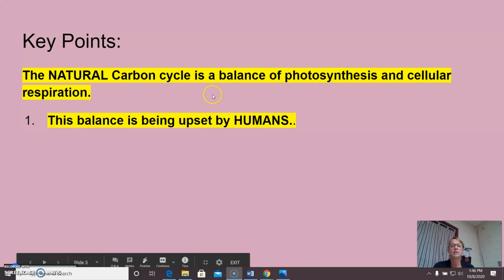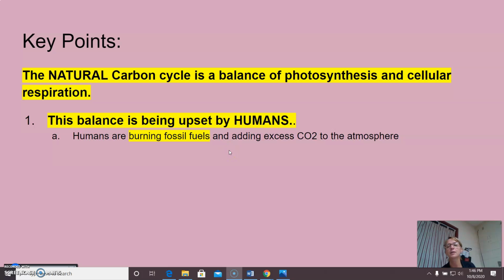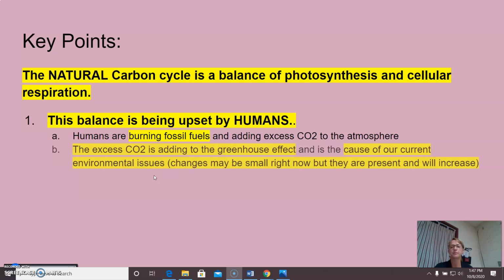But here's where it is important. There is a natural cycle of carbon in our world, and that is that balance between photosynthesis and cellular respiration. That is all we need on our planet to keep carbon and oxygen in our atmosphere where it's supposed to be. The problem is we are upsetting this natural balance because of things we are doing, mostly burning fossil fuels. When you burn fossil fuels, you are taking carbon-based organisms. Everything that's alive is made of carbon. They've been buried for millions of years, and we're bringing them up to the surface where they don't belong. So we're adding carbon to this balance, and we don't need it up here.